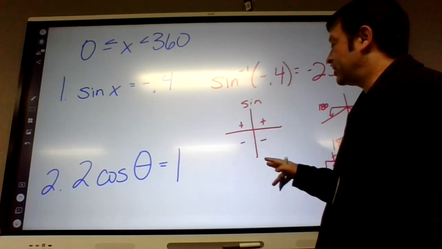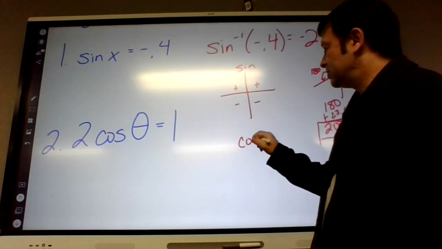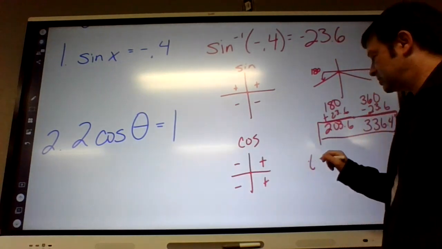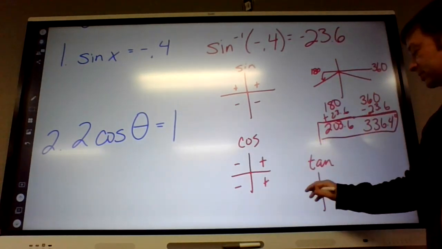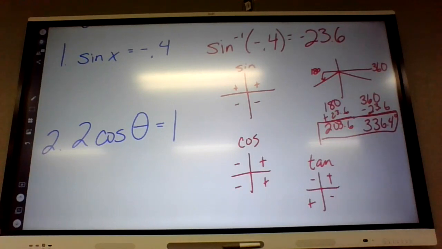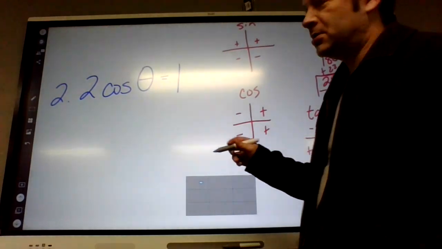I feel like you guys are getting the hang of it. That's sine, where sine's positive and negative. Cosine, positive and negative. Tangent, positive and negative. What would be the first step on number 2? Divide by 2. Jinx.